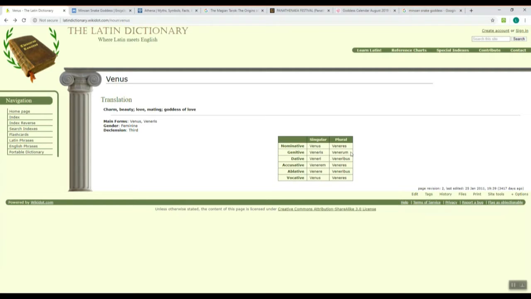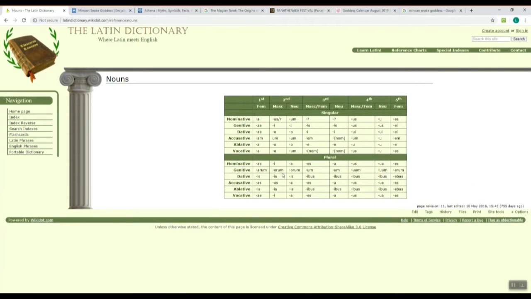Venus is Venus. Let's go back and see this again. What is the plural for the nouns? Oh, masculine, feminine. Let's pick another case. The vocative.